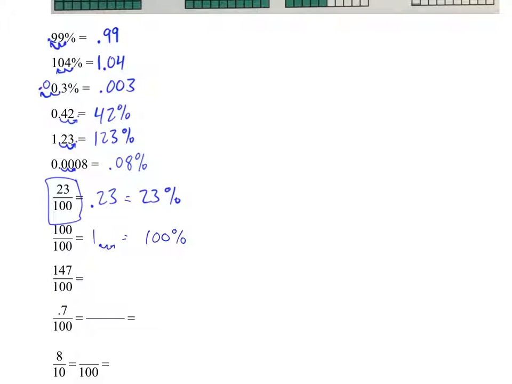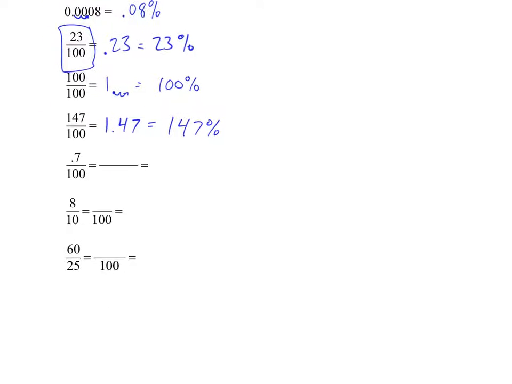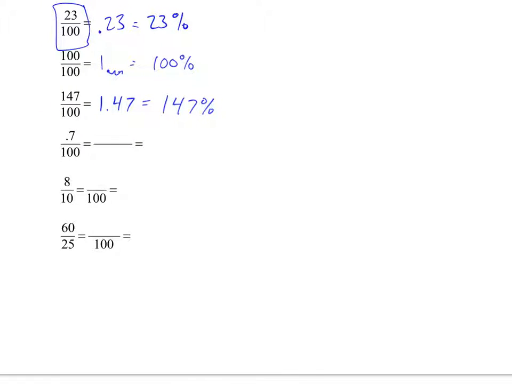147 over 100, punch that in your calculator, it'd be 1.47, which is what percent? 147%. This next one, honestly, I'd probably punch it into a calculator if you're not sure. I mean, you could do the shortcut. Our answer is going to be 0.7% because it's 0.7 over 100. So our final answer is going to be 0.7%.